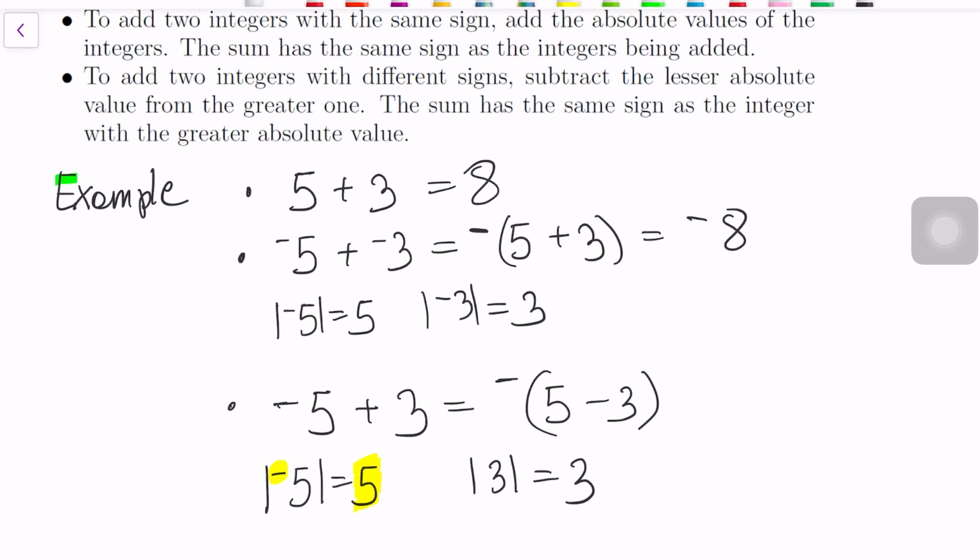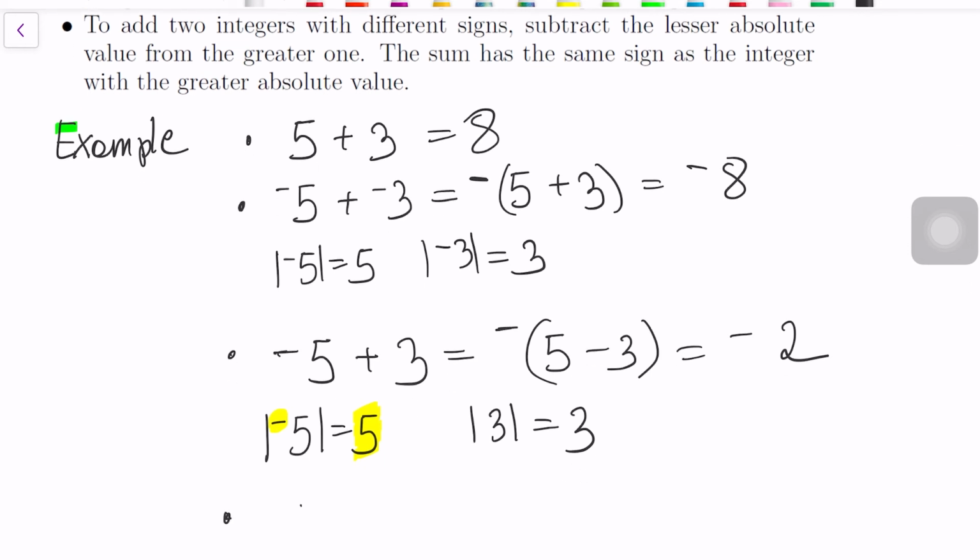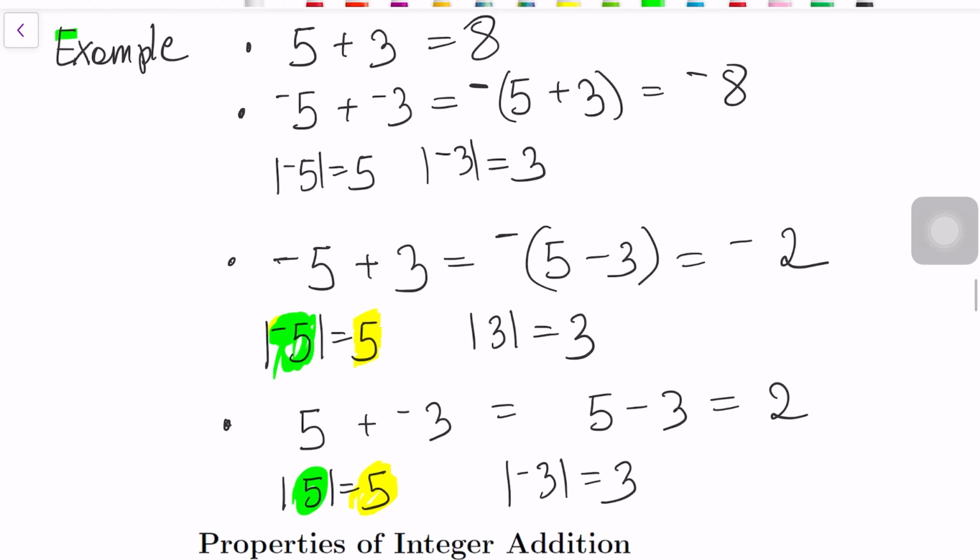So we really perform the subtraction 5 minus 3, and the sign is carried down from negative 5. Or what if we had to do positive 5 plus negative 3? The absolute value of positive 5 is 5. The absolute value of negative 3 is 3. Which one is bigger? Again, 5. So again, from the bigger you subtract the smaller, and then the sign will be positive, because this number had the bigger absolute value. Earlier, we had the negative. So those are the rules.